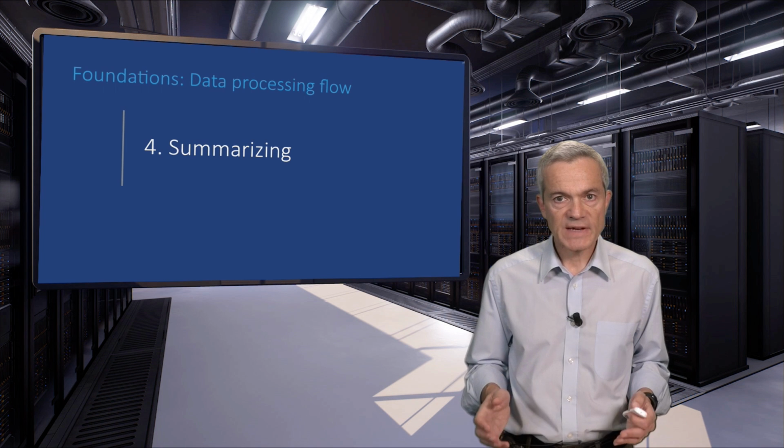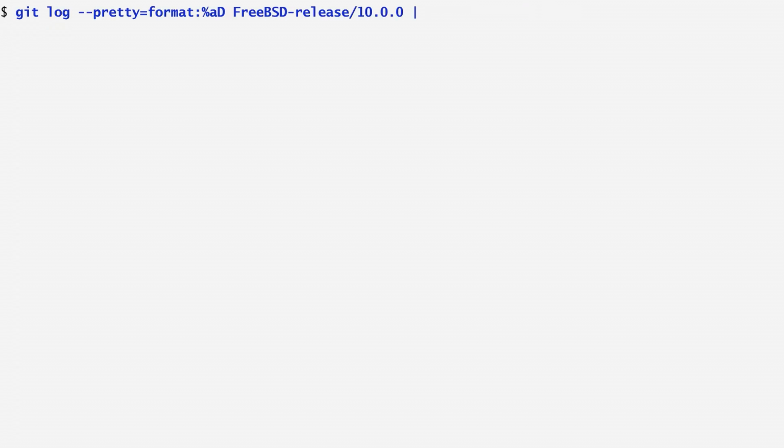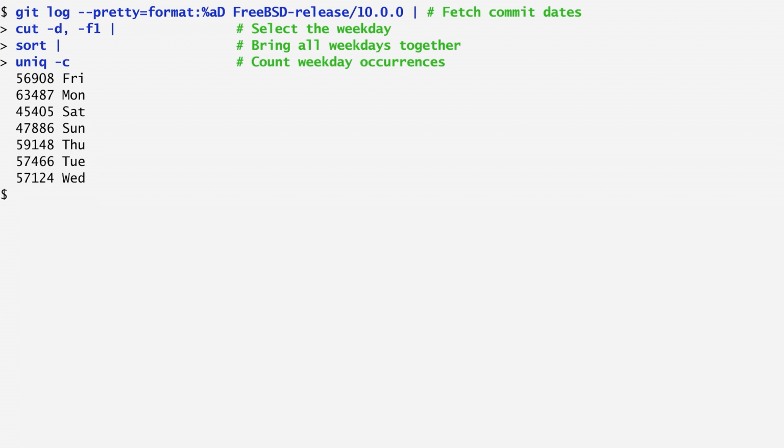The fourth step summarizes the data by counting the number of same days in the sorted list we generated. For the next summarization step, I need to find out how many times each day of the week has occurred in my output. To do that, I pass the output of the sort command to uniq -c, which counts the number of occurrences of consecutive lines. In this way, because the days of the week are sorted, we get a total of about 57,000 occurrences of Friday, 63,000 Mondays, and so on.